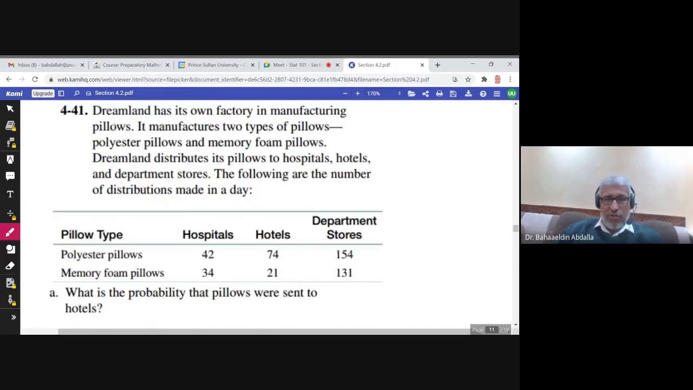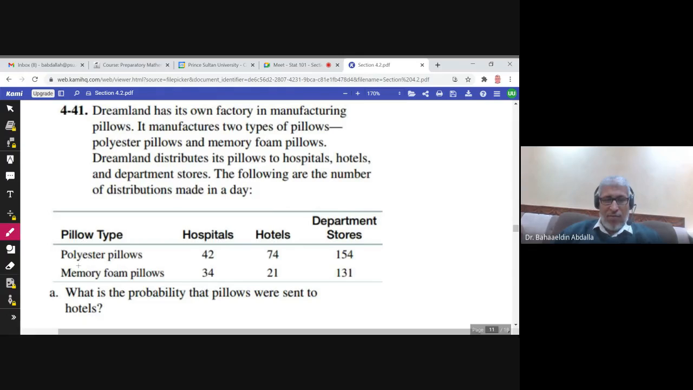This is a question from the book. Dreamland has its own factory manufacturing pillows. It manufactures two types of pillows. You can see these two types here: polyester pillows and memory foam pillows. Dreamland distributes its pillows to hospitals, hotels, and department stores. So these are the three destinations: hospitals, hotels, department stores.